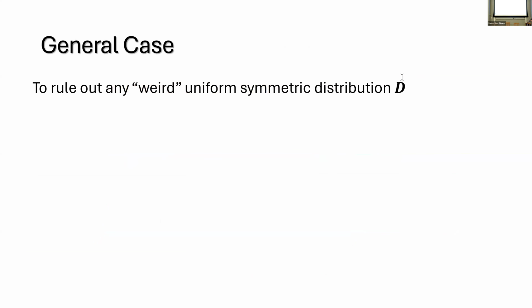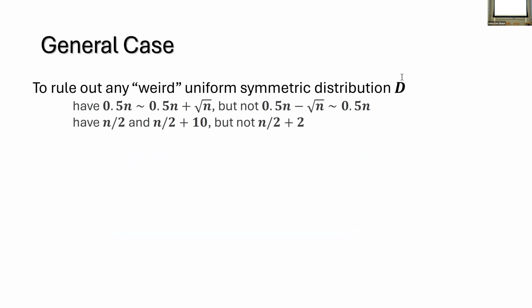Okay, so the general case will be to try to rule out any weird uniform symmetric distribution. And weird means any phenomenon that you cannot see from a Gaussian distribution. For example, maybe you include the Hamming weights from n over 2 to n over 2 plus root n, but you don't include the leading root n Hamming weights. So this is more like the majority case.